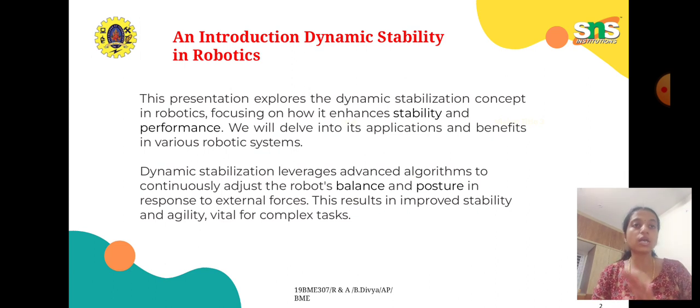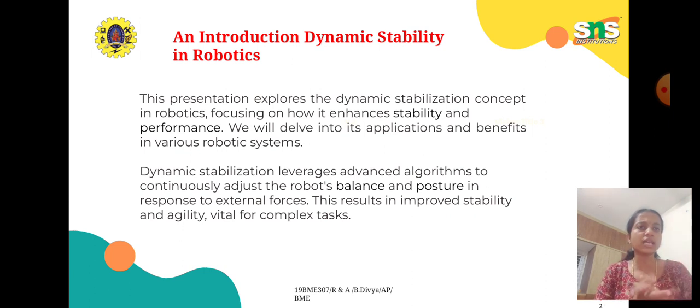Dynamic stabilization uses advanced algorithms to continuously adjust the robot's balance and posture in response to external forces. This results in improved stability and agility, which is vital for complex tasks.